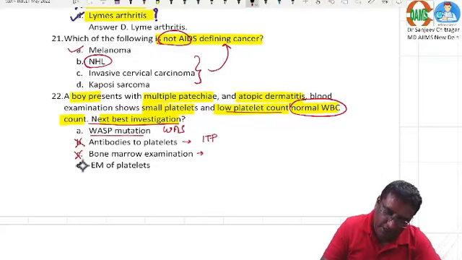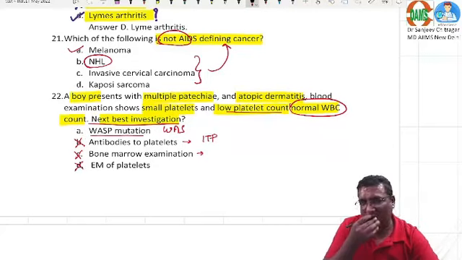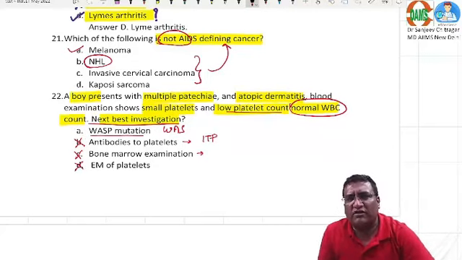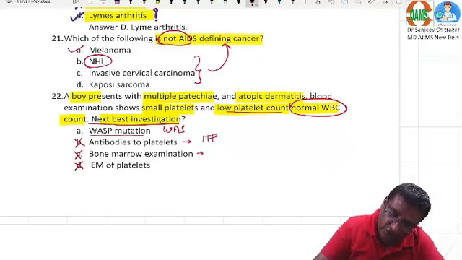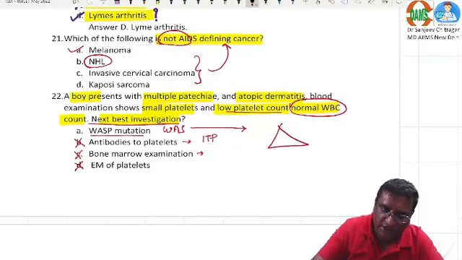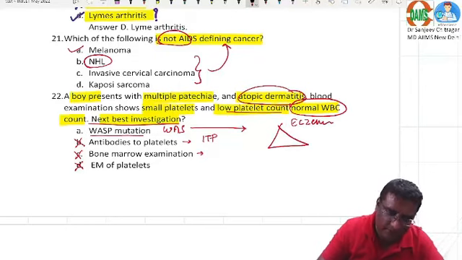Now, option D, EM cannot be the next investigation, and anyway, we don't do much of it. There are hardly any diseases where we do EM for platelets. So WASP mutation, if you remember, Wiskott-Aldrich syndrome presents with a triad. What is the triad? The triad was eczema. So that is what is given here. Atopic dermatitis, allergic eczema will be there.